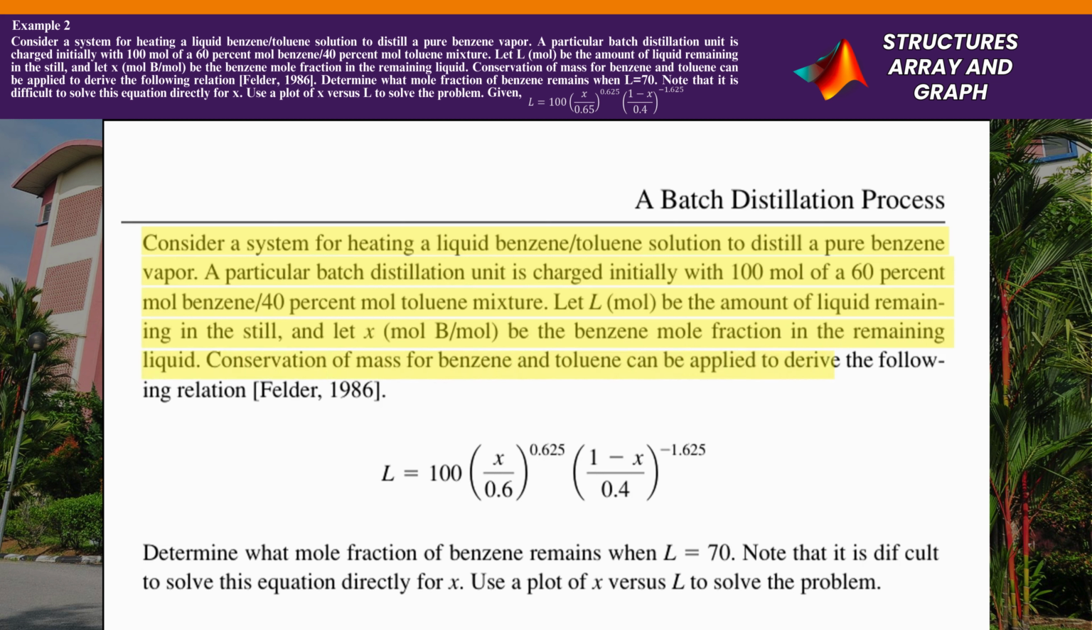Conservation of mass for benzene and toluene can be applied to derive the following relation. The equation is given there. Determine what mole fraction of benzene remains when L equals 70. Note that it is difficult to solve this equation directly for X. Use a plot of X versus L to solve the problem.